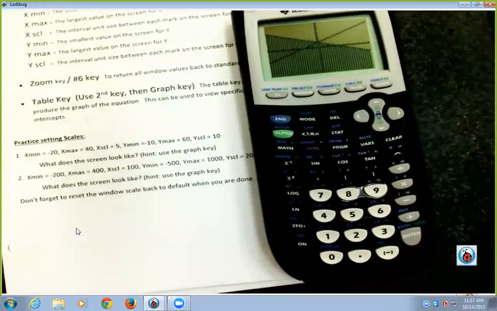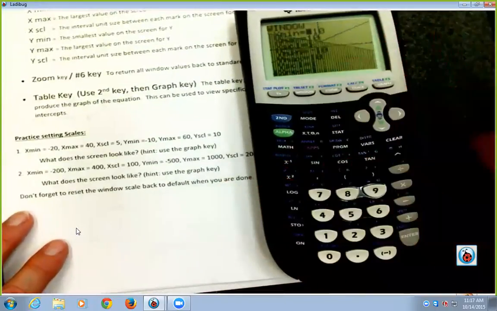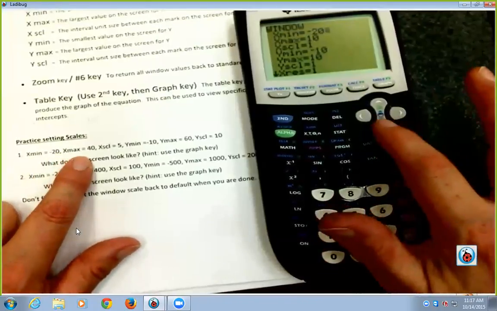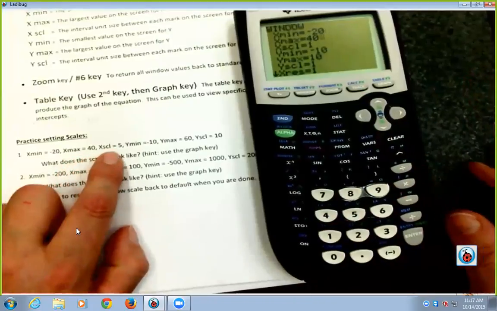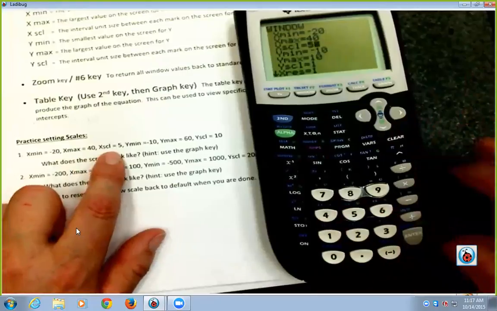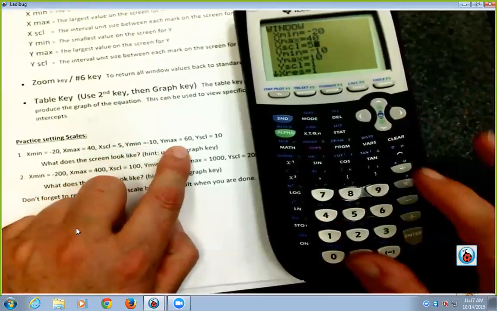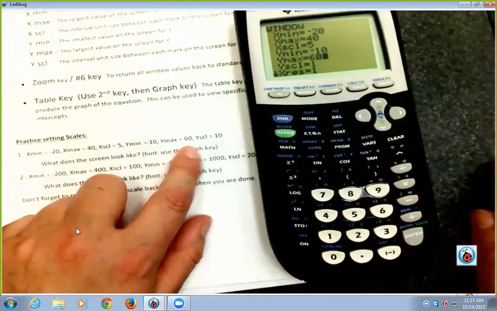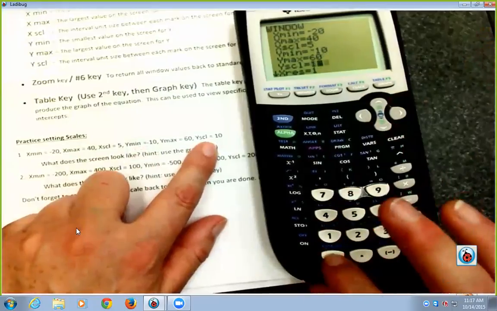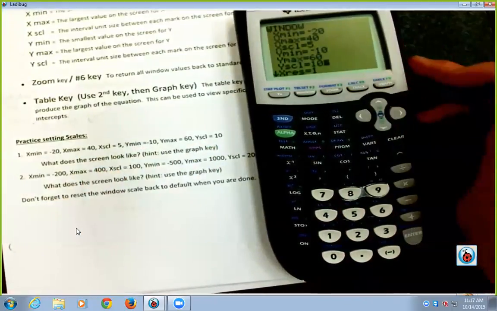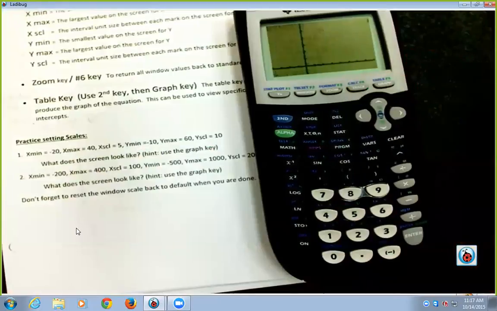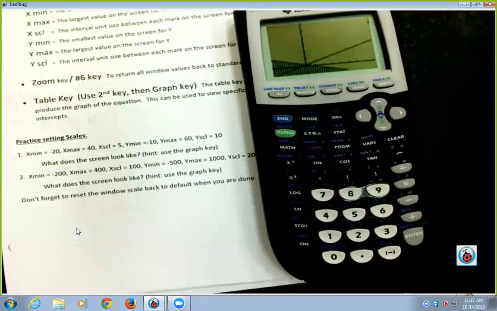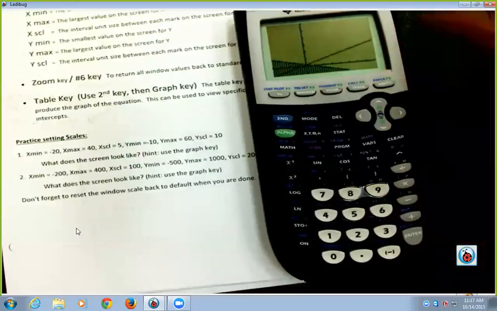So if you change your windows, so if I go back to Windows, and it says change the minimum to negative 20, change the max to 40, change the scale to 5, and you just go through and type these. Negative 10 for the minimum for y, max is 60, the scale is going to be 10. And if we take a look at our graph, based on this, our graph looks kind of funky. See how it changed? Our graph ended up not looking exactly the same because I've moved everything around in there.